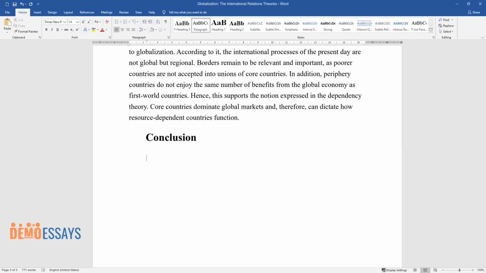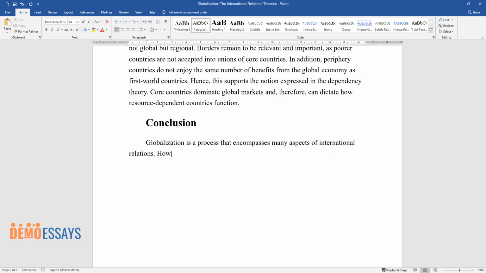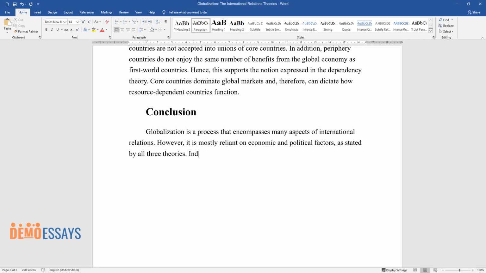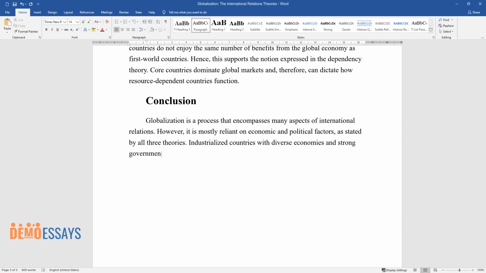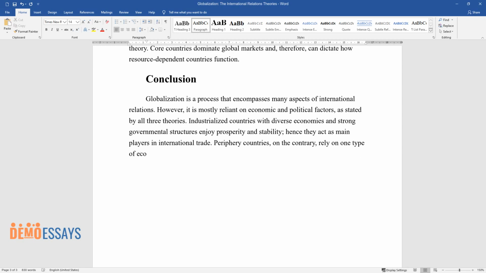Conclusion. Globalization is a process that encompasses many aspects of international relations. However, it is mostly reliant on economic and political factors, as stated by all three theories. Industrialized countries with diverse economies and strong governmental structures enjoy prosperity and stability, hence they act as main players in international trade. Periphery countries, on the contrary, rely on one type of economy, which makes them dependent.